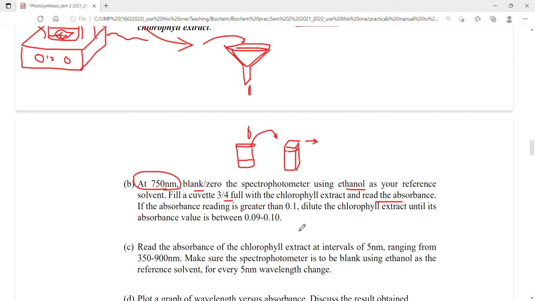Hopefully the measurement reaches the target reading of 0.09 to 0.1. If you have over-extracted, say it became 0.2, then you need to perhaps dilute two times and then read again until it is within this range. So this step is just to get a sufficient amount of chlorophyll extract.